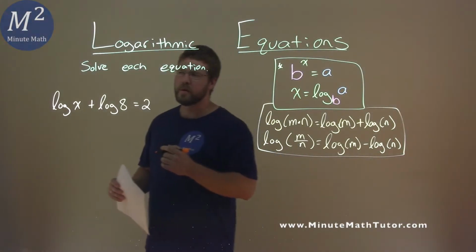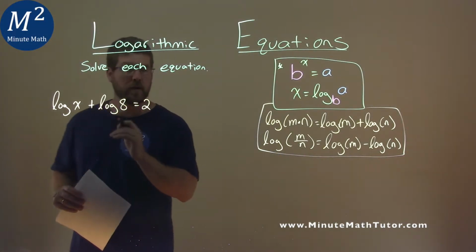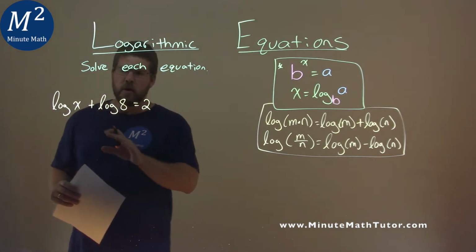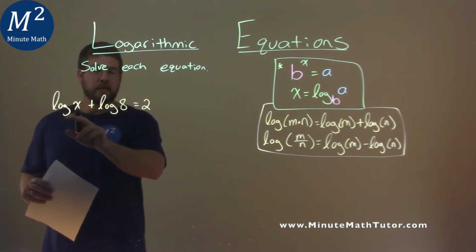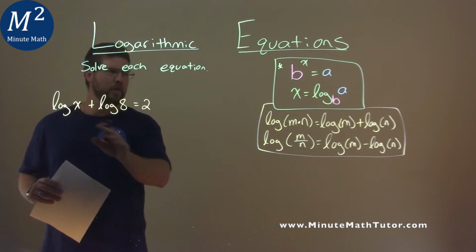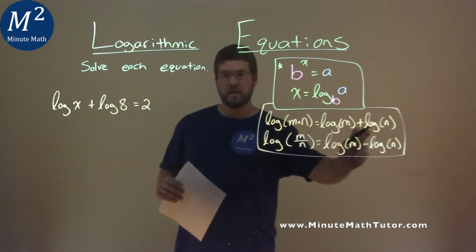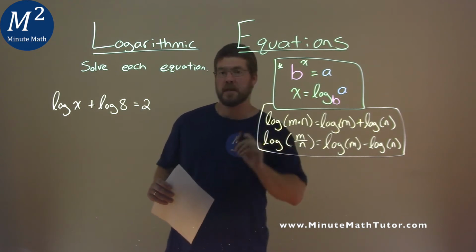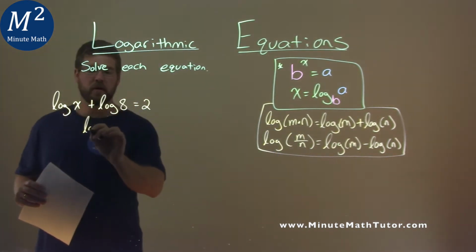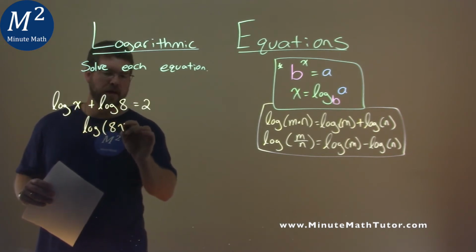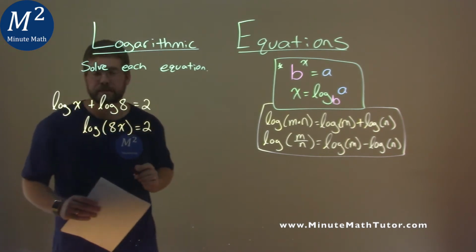We're given this problem right here. Log of x plus log of 8 is equal to 2, and we need to solve this. Well, right now we have the same base of 10, not really given to us, but we can use a formula here. We know the log of m plus the log of n is equal to the log of m times n. So we set this to be log of x times 8, or 8 times x. And that's equal to 2.